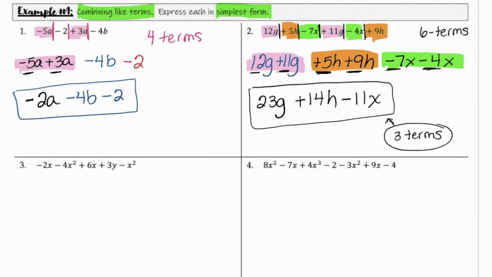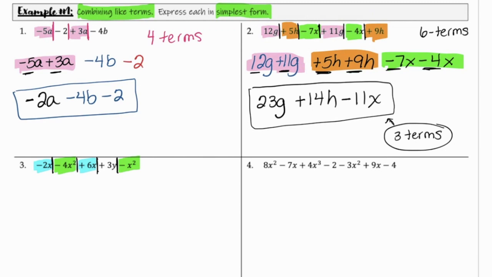All right, so I'm going to do number 3. I'm going to start off by separating my terms. Okay, so I see 1, 2, 3, 4, 5 terms here. I'm going to highlight like terms. So I have an X and an X. Be very careful because I see an X to the second. But remember, like terms must have the same variable and the same exponent. So we could combine those two.